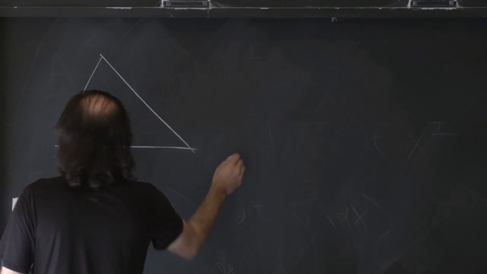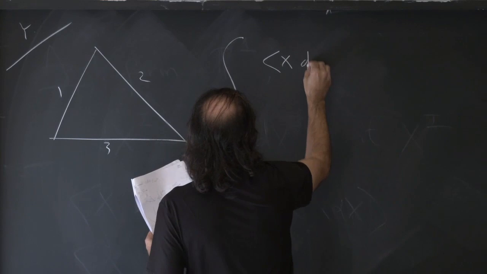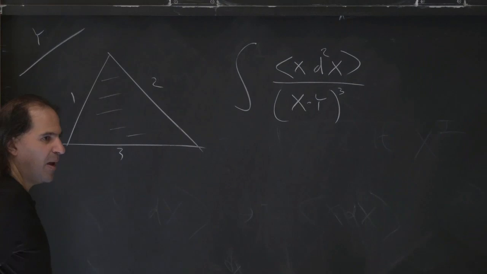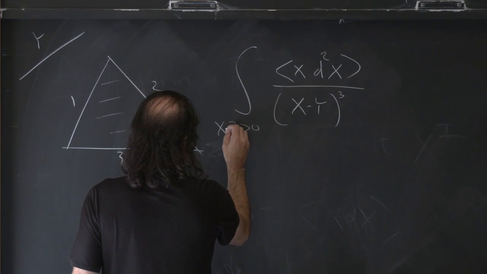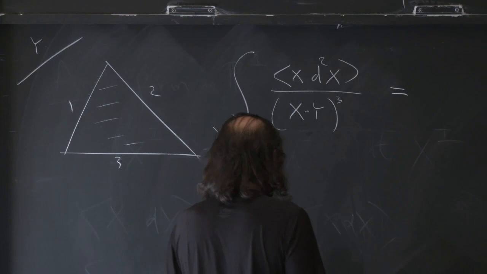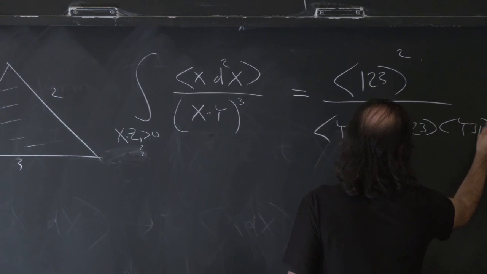Let's take our formula where the lines were given. Y is the plane at infinity. Then I would say the integral of this form, x d^2 x over (x dot y) cubed, and now I have to tell it that I'm integrating my points x inside this triangle. That just means x dot z1, x dot z2, x dot z3 are positive. That's the integration region. If I integrate this two form over this region, I get the formula for the area, which we said was <123> squared over <y12><y23><y31>. And again, the weight in y matches on both sides, weight negative 3 in y on both sides.